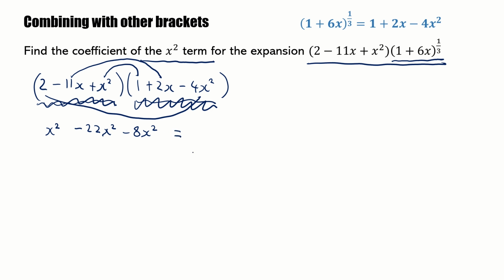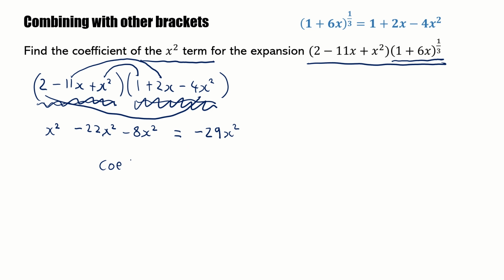So it's about being tactical. Although you could fully multiply out the brackets, it's a waste of time. You're not going to be given the marks to give you time to do that. So be sensible and realize what the actual important parts are that are going to lead to the specific bit of information you want. So in this case, we're going to end up with minus 29x squared.